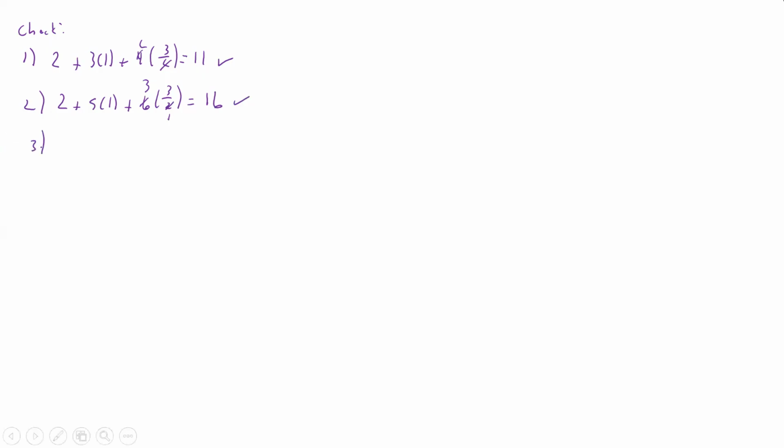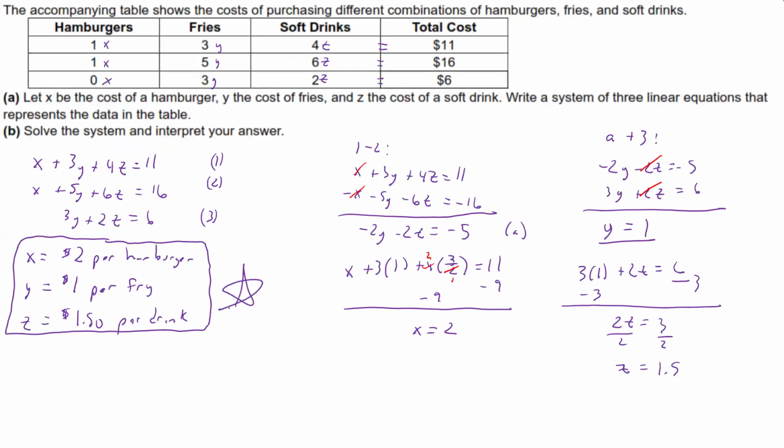And for equation 3, we have just the y's and z's. So we have 3 times 1 plus 2 times 3 halves. Using the fraction is easier, so that cancels, and 3 plus 3 is 6. So that works. That means this really is the solution to this problem and the system of equations that we wrote from that problem. All right, let's stop there and we'll come back for some more.